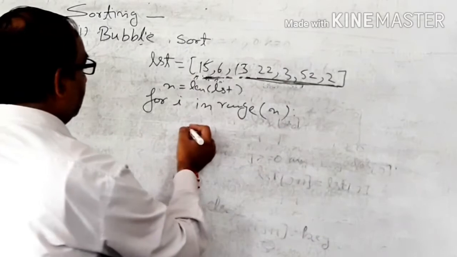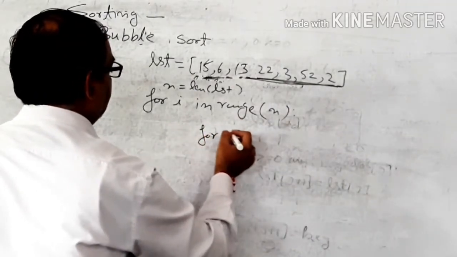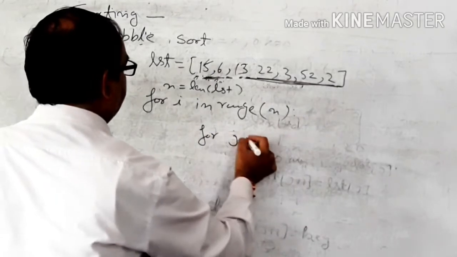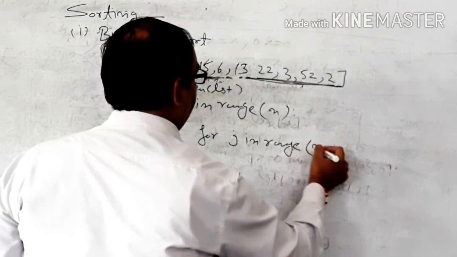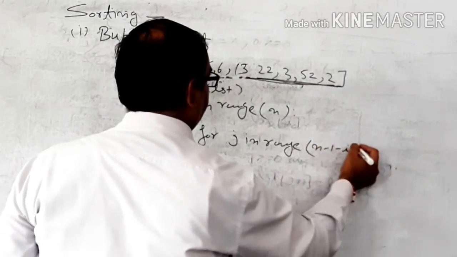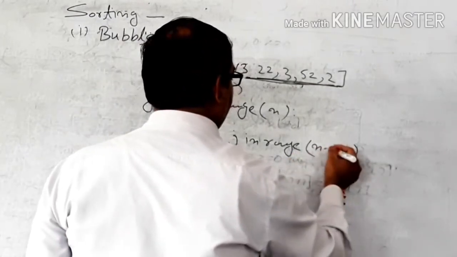Now again for j in range n minus 1 minus I. Okay, so we can take here n minus I minus 1.